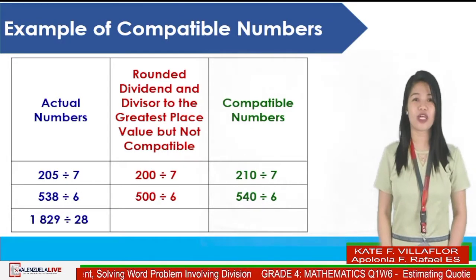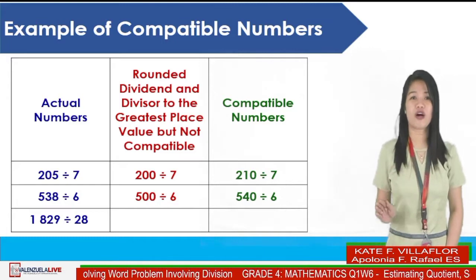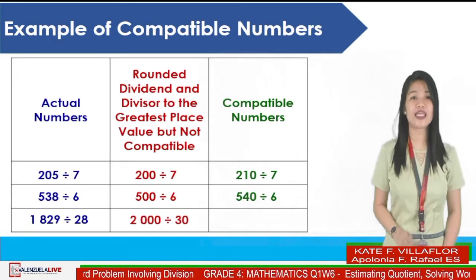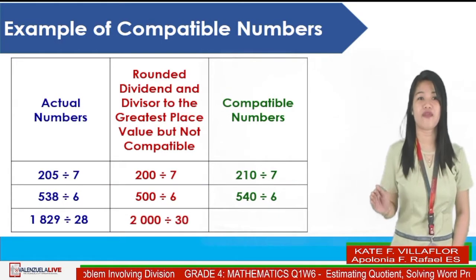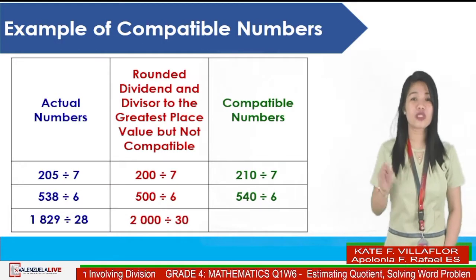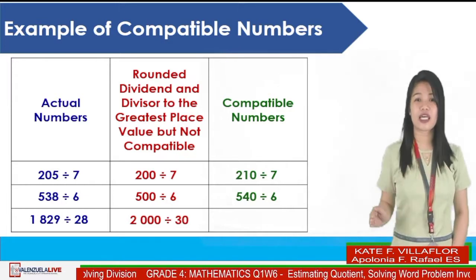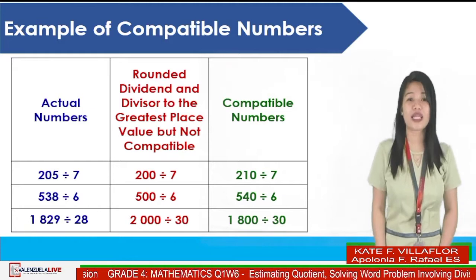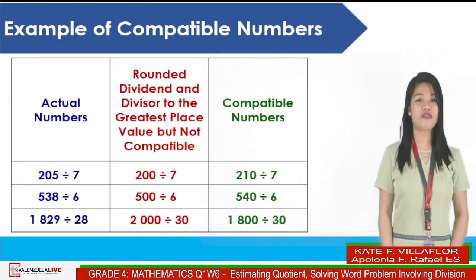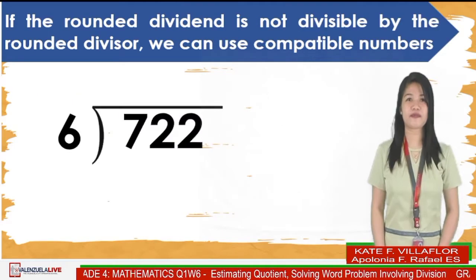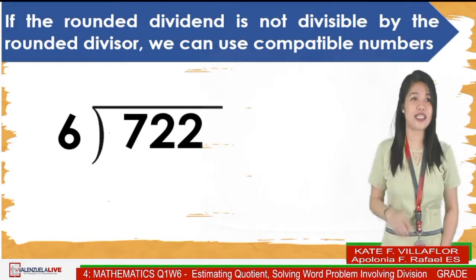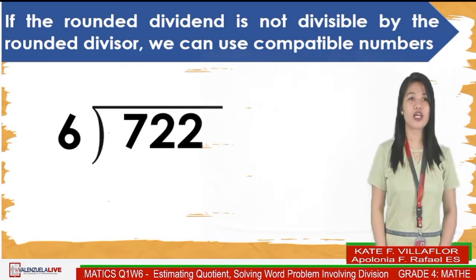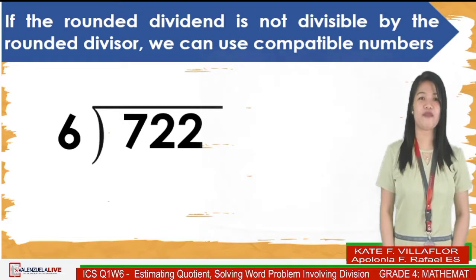1,829 divided by 28. If you round off 1,829 and 28, the answer is 2,000 divided by 30. 2,000 divided by 30 is not a compatible number. The compatible number for this is 1,800 divided by 30. If the rounded dividend is not divisible by the rounded divisor, we can use compatible numbers.